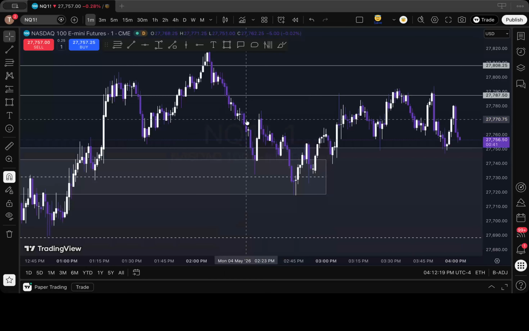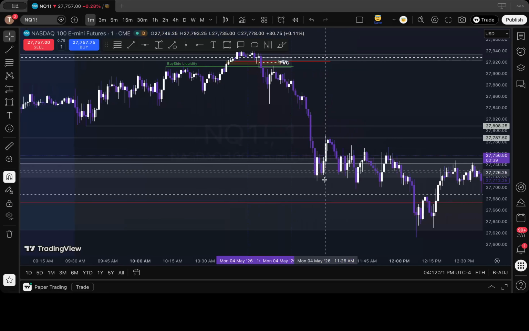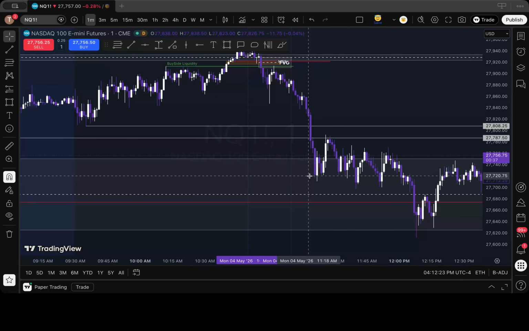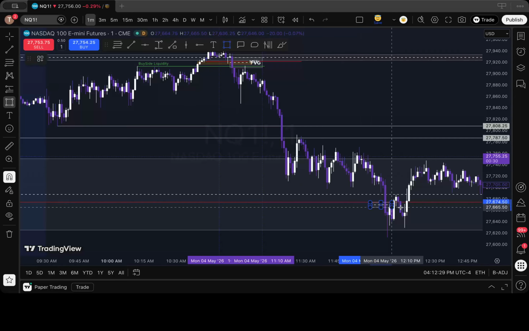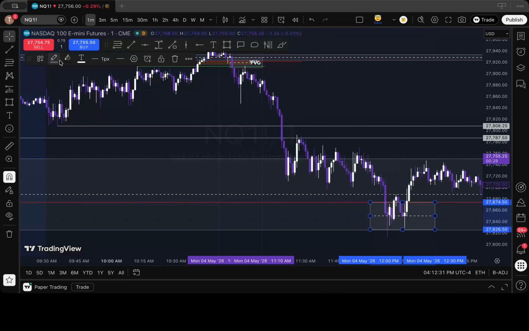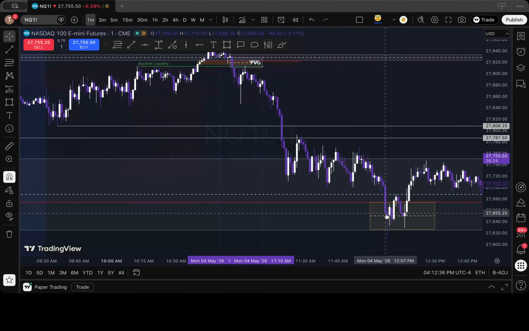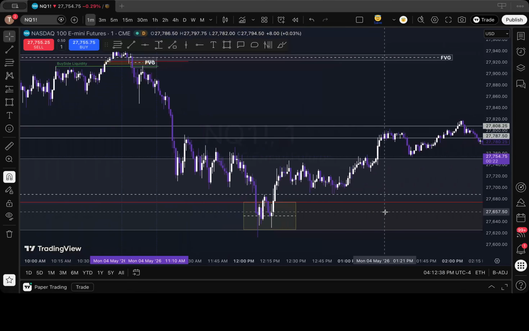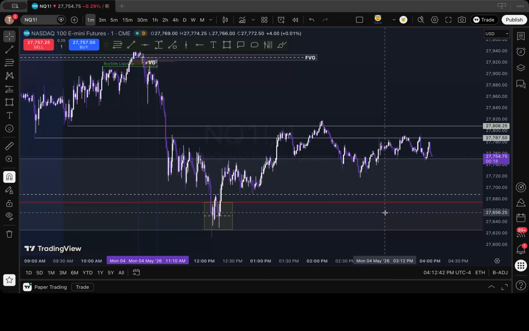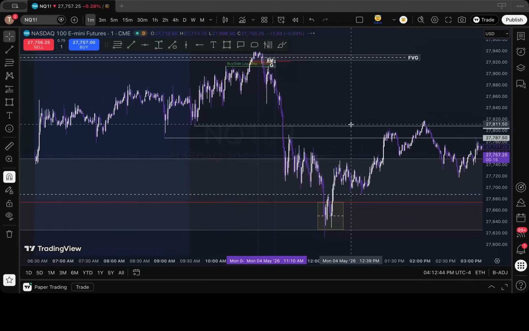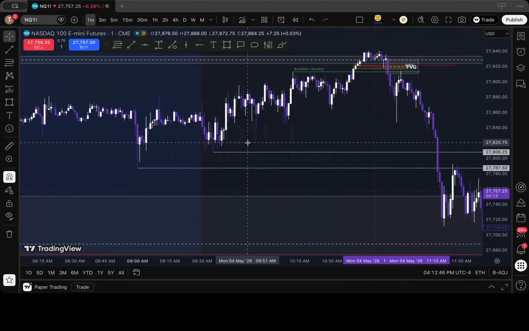So if we reset chart view and come back to open, that's the 5 minute fair value gap that I just took off. And this is that hourly fair value gap. Notice how it's accumulating down here. And then it reversed for afternoon. But anyways, back to the AM session.